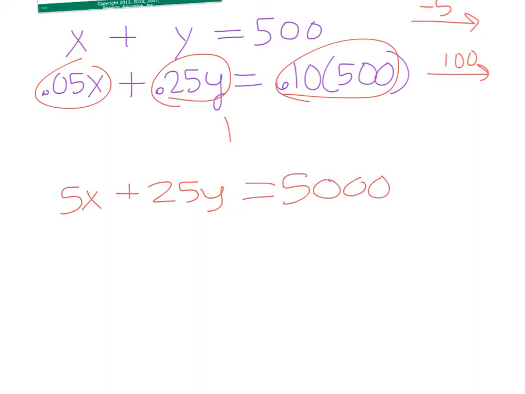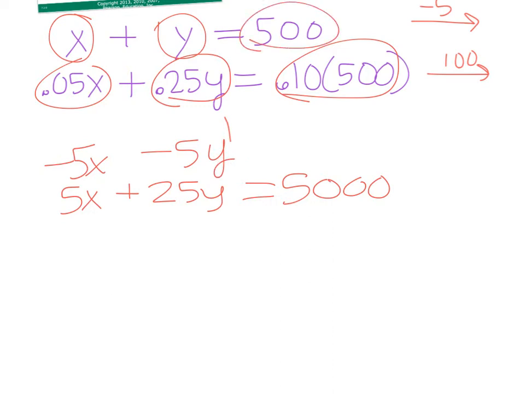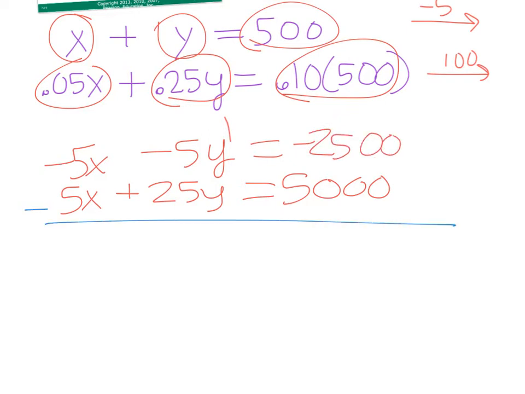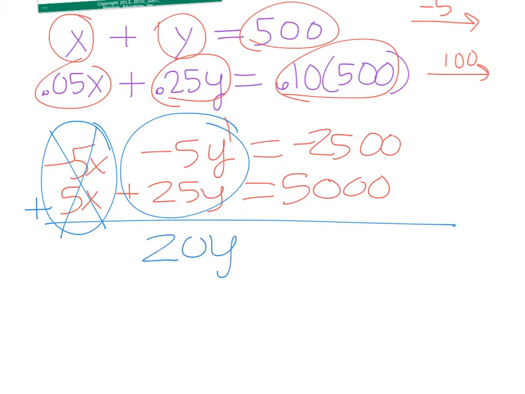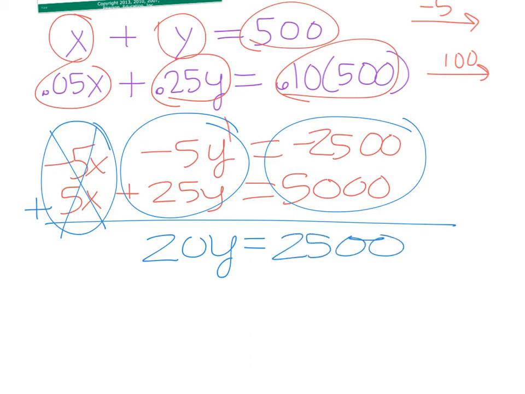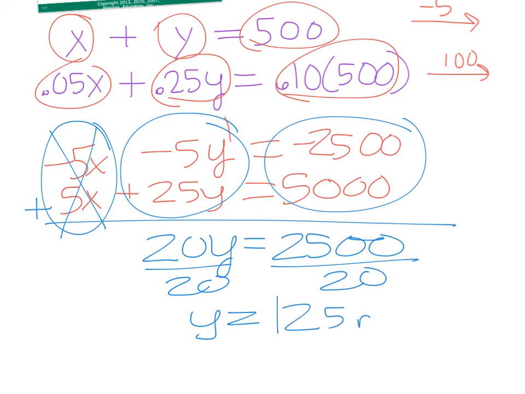So now if I multiply the top by -5, that'll give me a -5x and a -5y, and then 500 times -5 is -2,500. Okay, that's good for you because when you add the two equations together, the 5x and the -5x are going to eliminate. The 25y and the -5y are going to make 20y, and then the 5,000 and the -2,500 are going to make +2,500. So to solve, you would divide each side of the equation by 20, and so 2,500 divided by 20 would be 125. So you need 125 milliliters of the 25% solution.